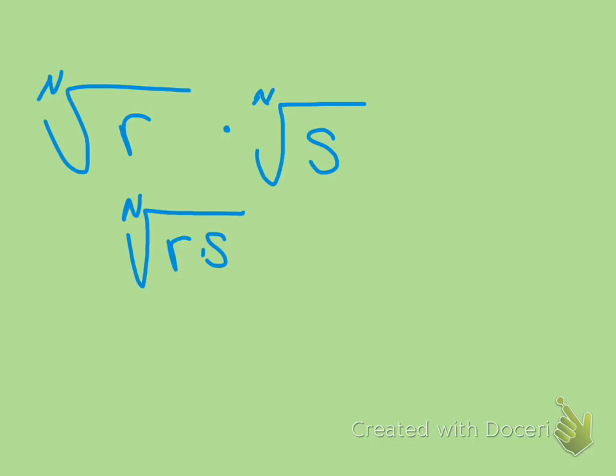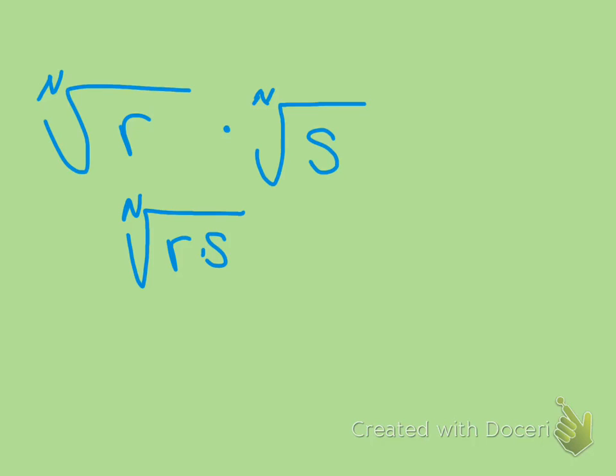If I want to multiply it by another radical with the same, this is not an exponent, this is a radical. So it's got the same number there. What is that called? Same index. I can multiply these together as long as these two indexes are the same. So it'd be the nth root of S times the nth root of R, and an SR or an RS doesn't matter, however we wrote it. So we just multiply those together. That's not bad at all.